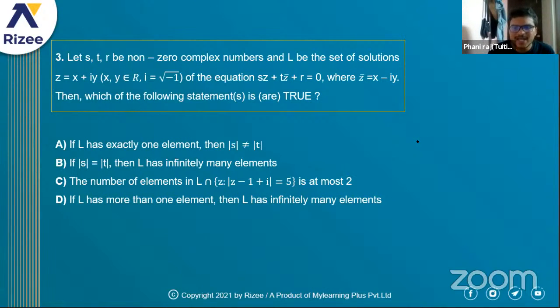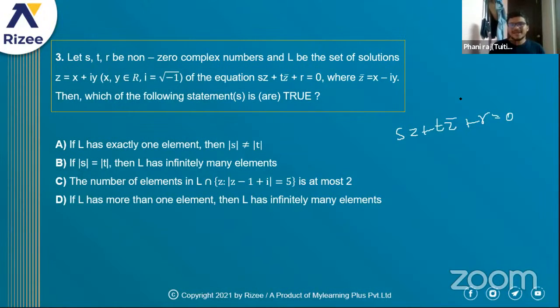So you're given that sz plus tz bar plus r equal to 0. We are used to seeing straight line equations in real variables, but for a change, they have given complex variables. In fact, if you study complex analysis, you learn that all the geometric figures in 2D can also be described in terms of complex numbers. This is one such example taken directly from complex analysis. So how do we solve it? Why should we care about all that? I'll tell you.